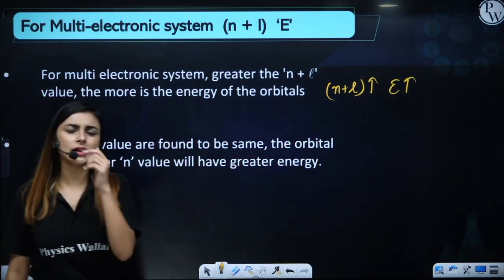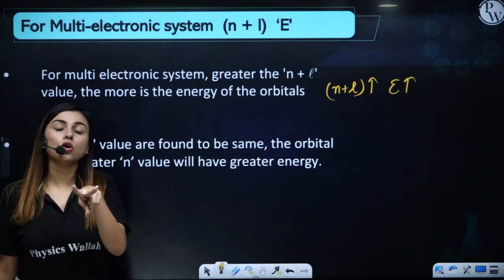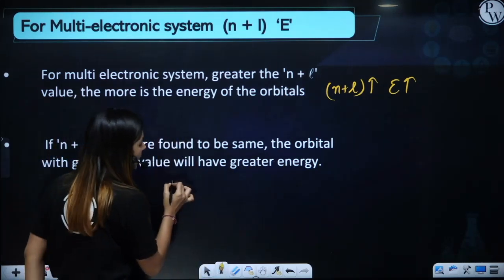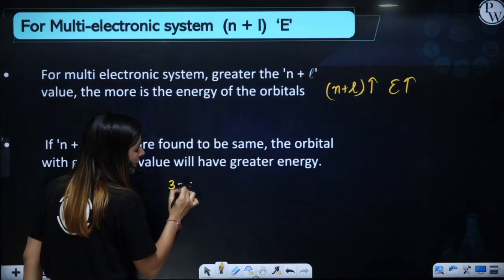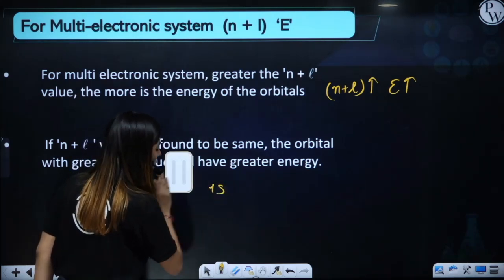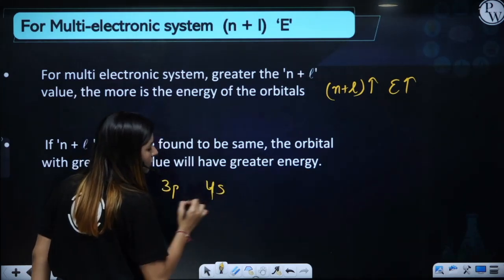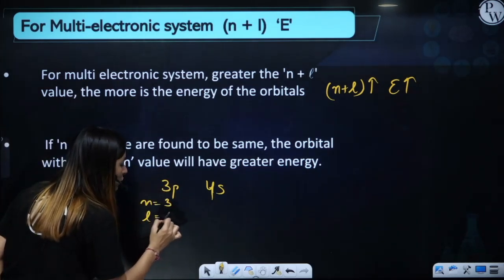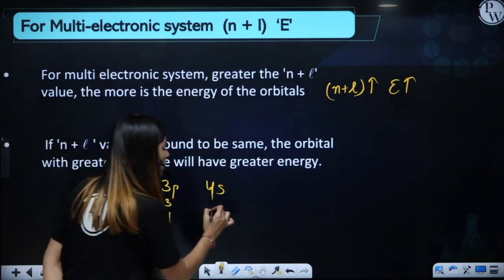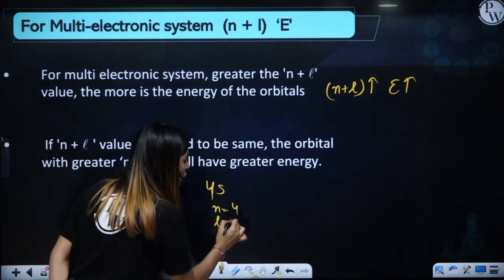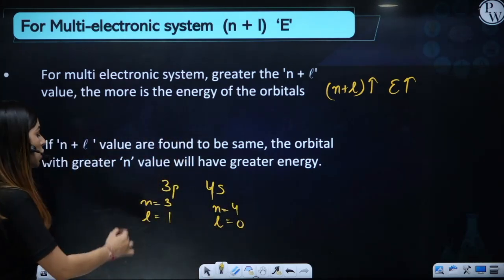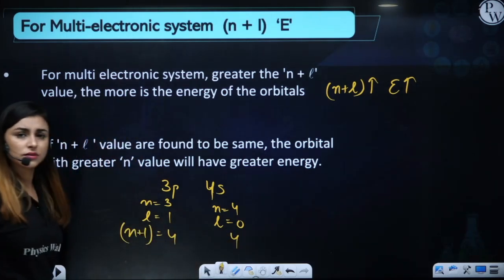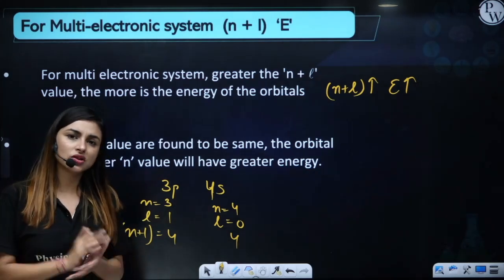Now you will have a question in your mind: what if two different orbitals have the same n plus l value? For example, let us say I gave you 3p and 4s orbitals. For 3p, your n value is 3 and your l value is 1. For 4s, your n value is 4 and your l value is 0. So here also n plus l value is 4, and here also n plus l value is 4. So is the energy of both of them equal?